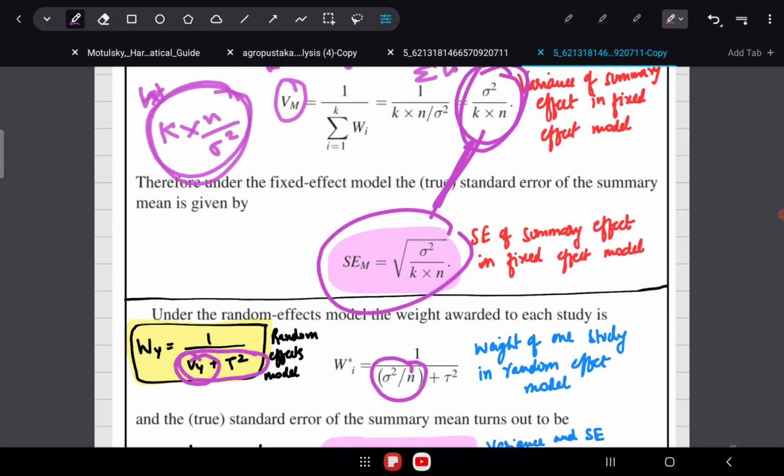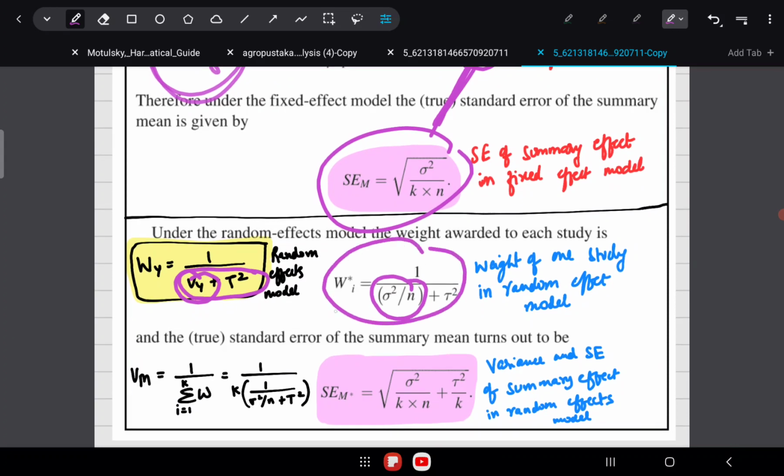So this is the weight of one study. So what will be the weight of k studies? It will be this multiplied by k, right? And what will be the weight of the summary effect? It will be just the inverse of this.